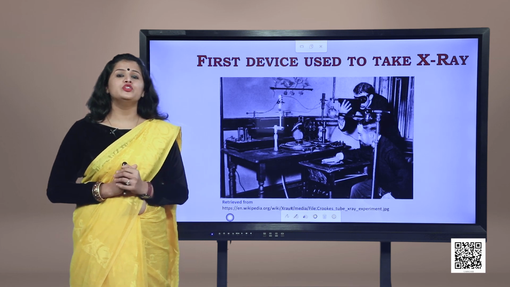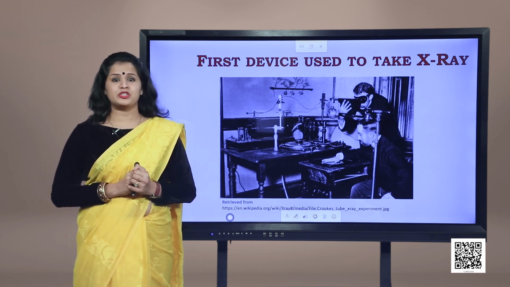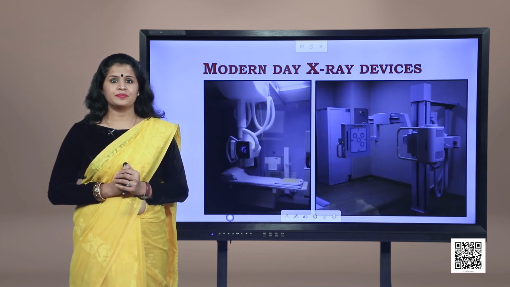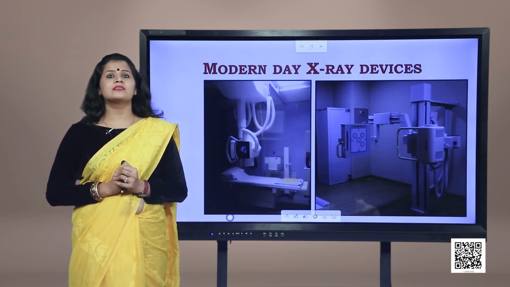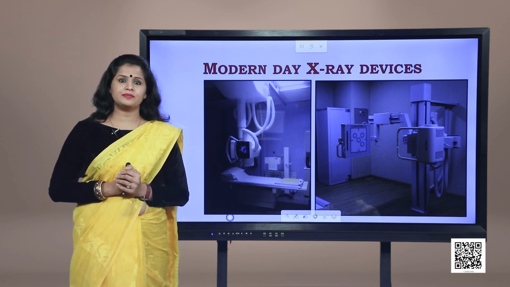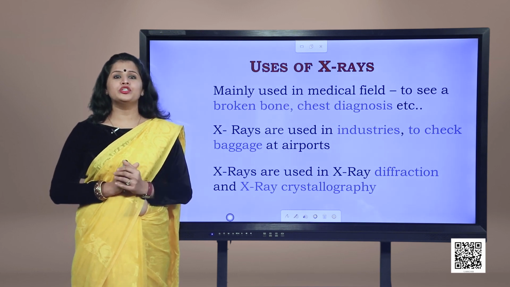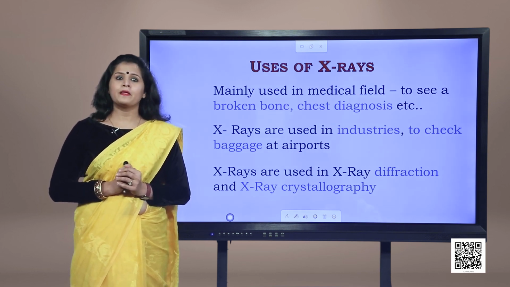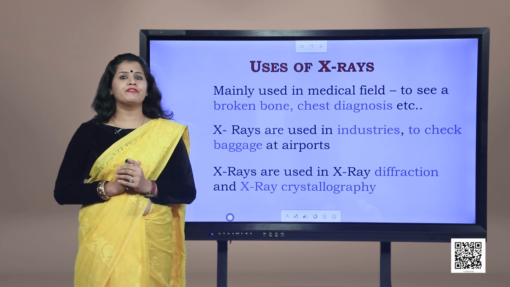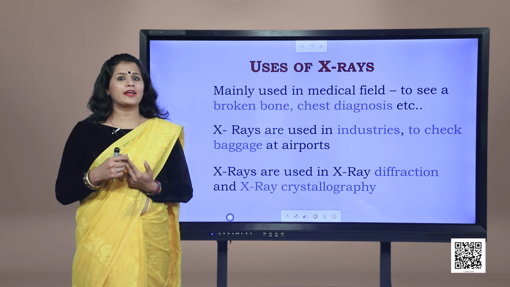On your screen, you are watching the first ever X-ray imaging machine. These are some modern day X-ray radiography machines. Let's look at some more uses of these rays, mainly used in the medical field to see a broken bone or for a chest diagnosis, etc.